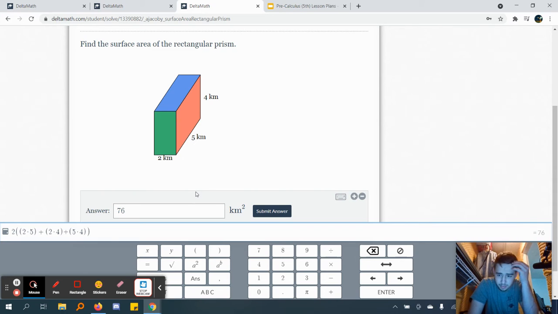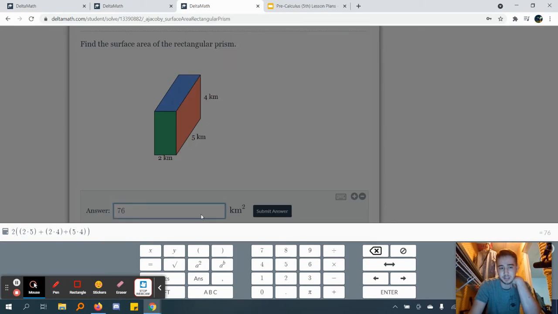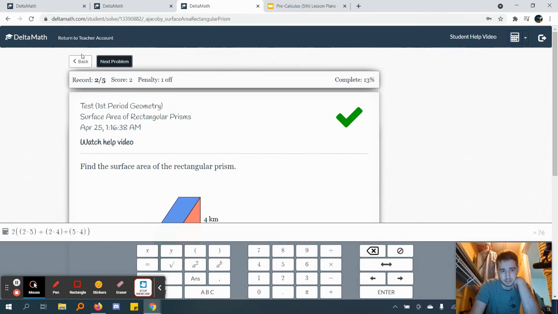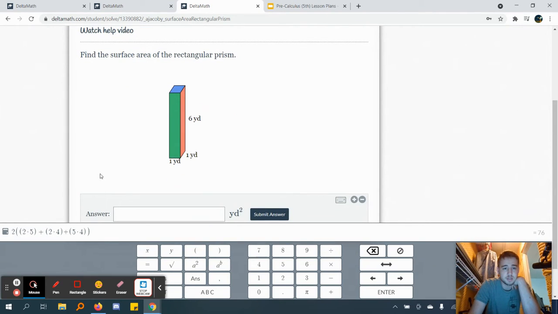In the last problem, we had 2 that were 2 by 5s, just because we had a square base, which means 2 of our measurements actually were 2. This next one, we're just going to change. We've got 1, 1, and 6. So we've got 1 and 1, 1 and 6, and another 1 and 6. That gives us 26 when we throw it in the calculator.